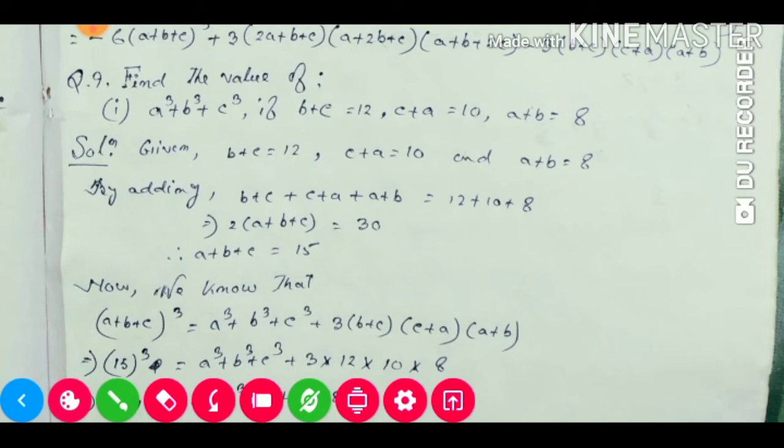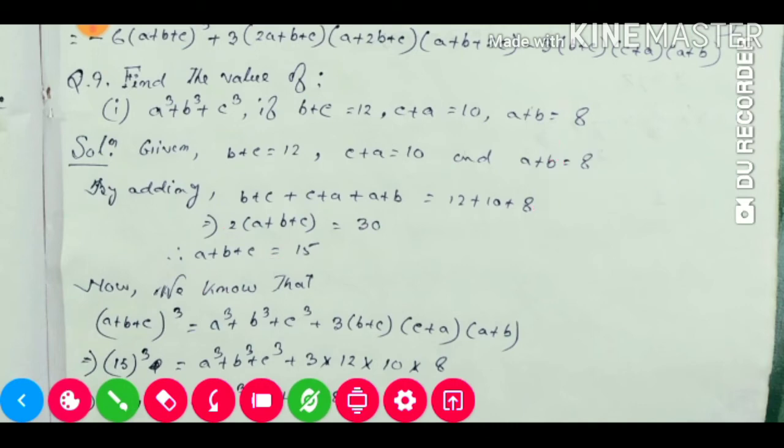If we add this one, B plus C, C plus A and A plus B. So if we add all this, see here, we will add all the left hand side, and then we will add all the right hand side. So on the left hand side, B is 2 times, A also 2 times, C also 2 times. So it will be 2 common, A plus B plus C, and 12 plus 10, 22, plus 8 will be 30. Now this 30 we will divide by this 2. 30 divided by 2 is 15. So the A plus B plus C value we got is 15.